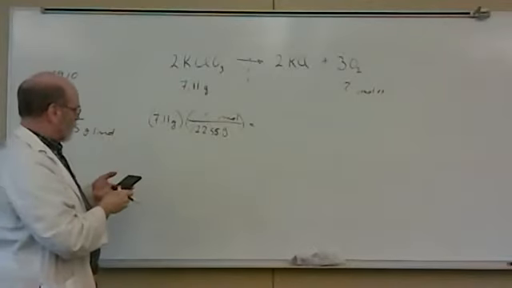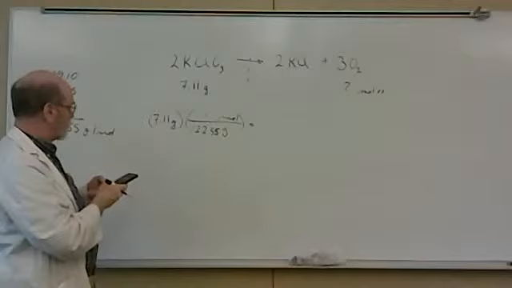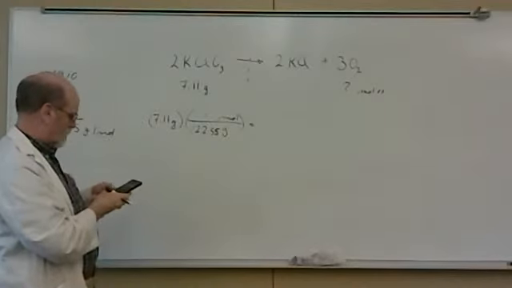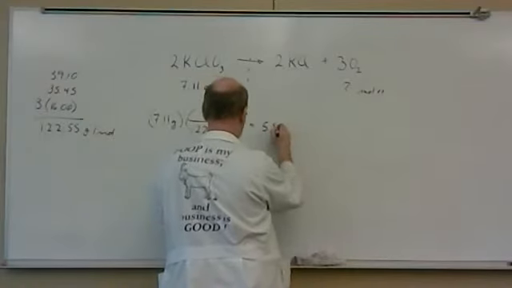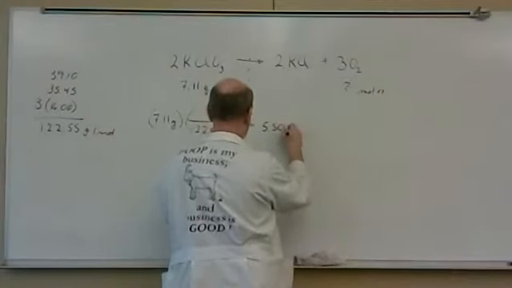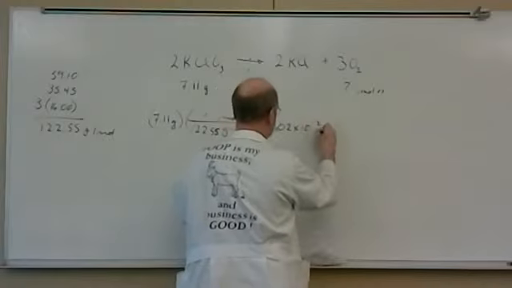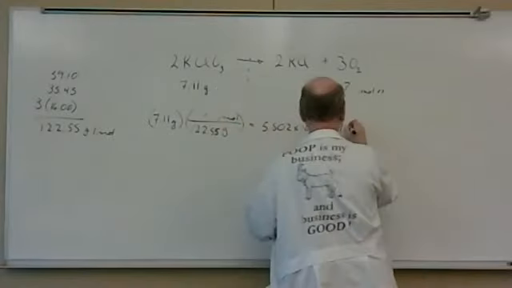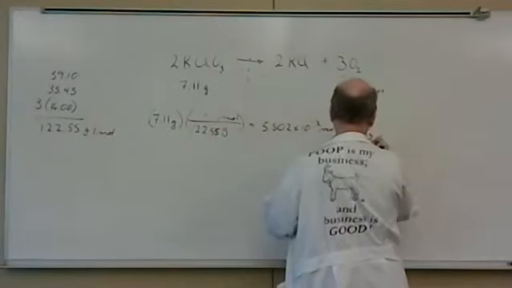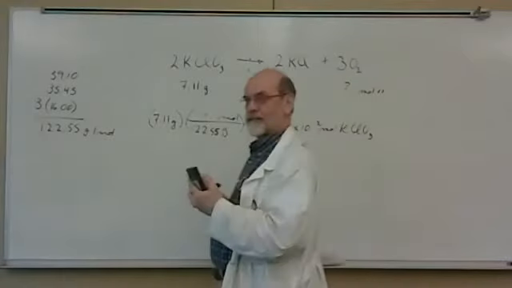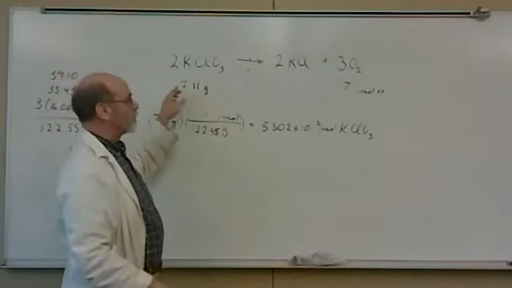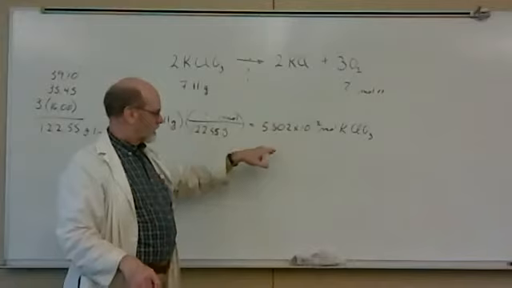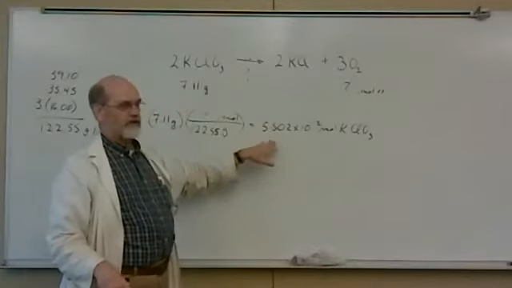Okay, so I take that one and divide it into this one, and I get 5.802 times 10 to the minus 2 moles of potassium chlorate. Okay? So that's how many moles of potassium chlorate are reacting. So now that you got moles, you can go over there. You got to convert this to moles of oxygen.